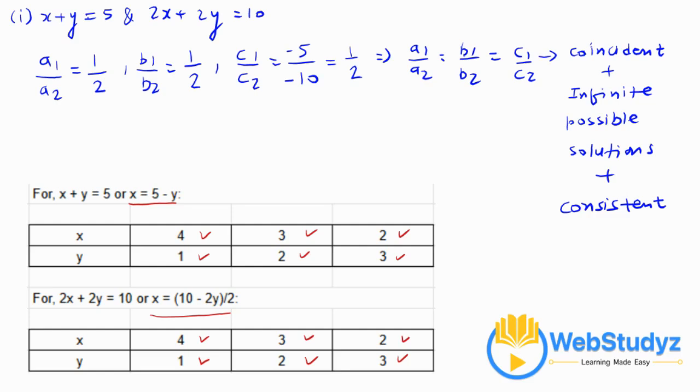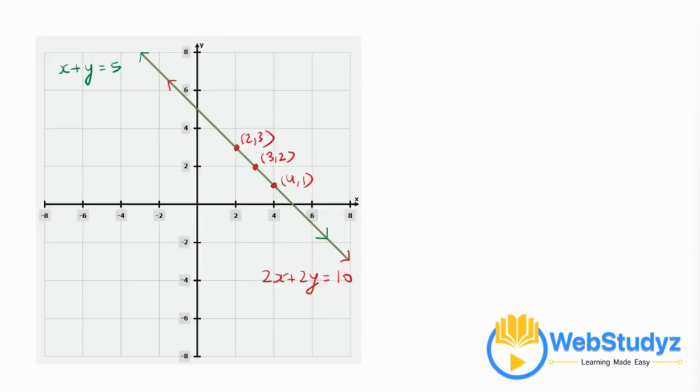So using this information, we plot the graph. So the graph seems like this. Here the green color represents x plus y equals 5 and the red color represents 2x plus 2y equals 10. So from the figure, we can see that the lines are overlapping each other. Therefore, the equations have infinitely many solutions.